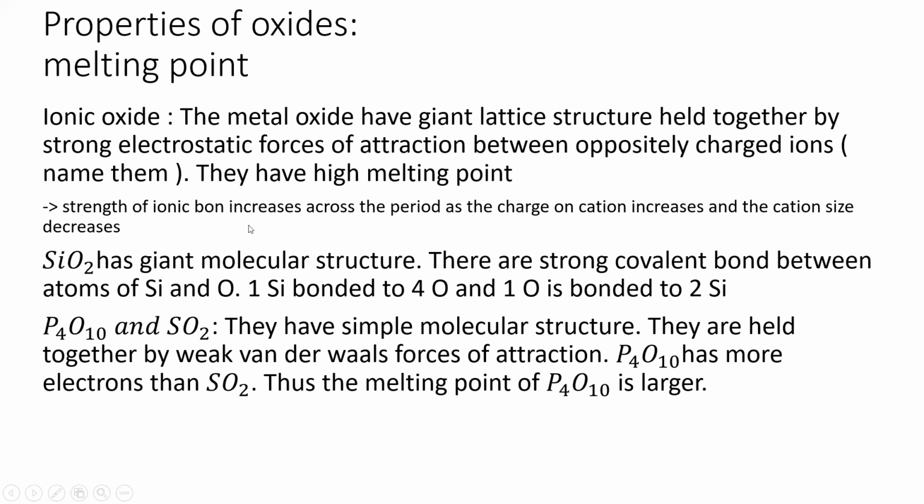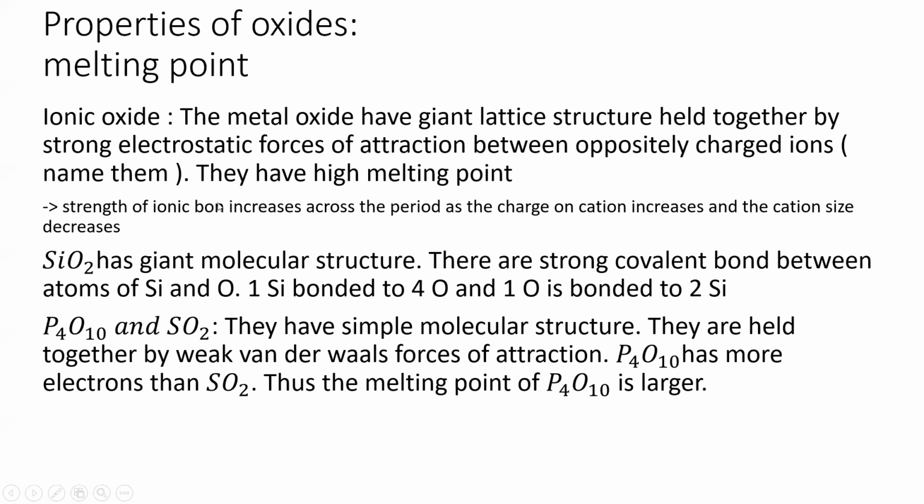The strength of the ionic bond increases across the period as the charge of the cation increases and the cation size decreases. This is similar to metallic bonding, but in metallic bonding, it was dependent on the size of the cation and the number of electrons that are delocalized. In this case, the strength of the ionic bond depends on the charge on the cation and the cation size decreasing.